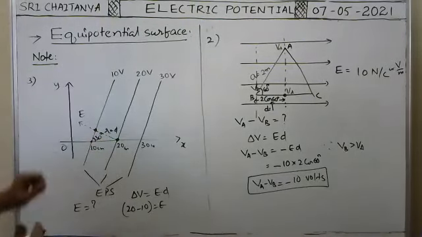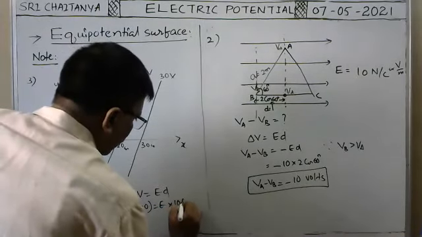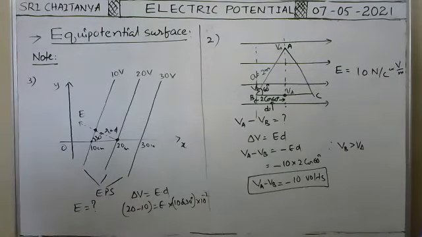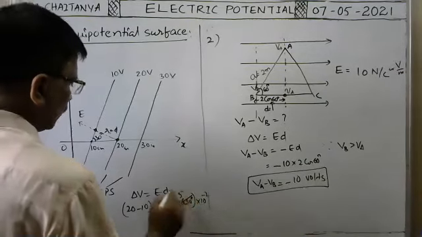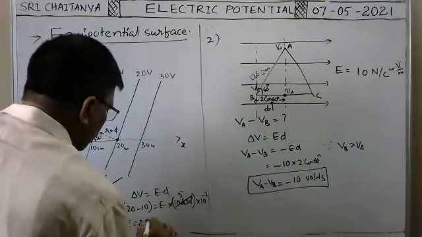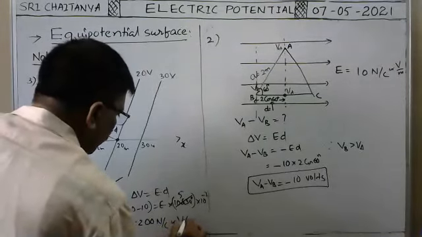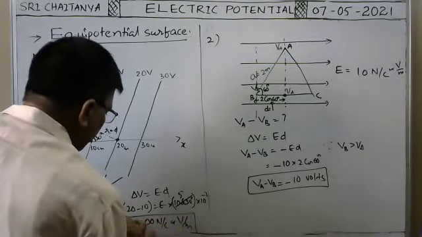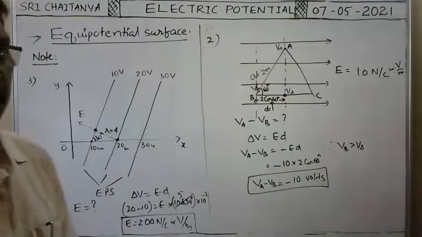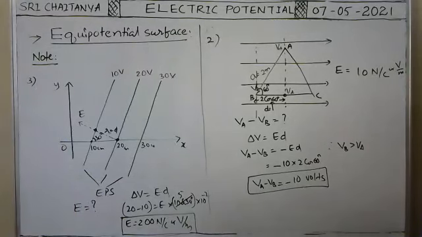10 sin 30. But in the CGS system, it is into 10 to the minus 2 meter. So this is 5. Therefore, E is equal to 200 Newton per coulomb, or volt per meter. This is the intensity of the electric field. In this way, we have to find it. No doubt, it's a very, very important problem. Even if you find it here also, we will get the same value.